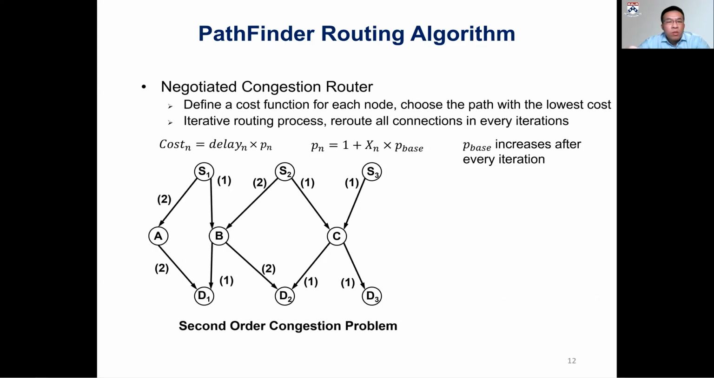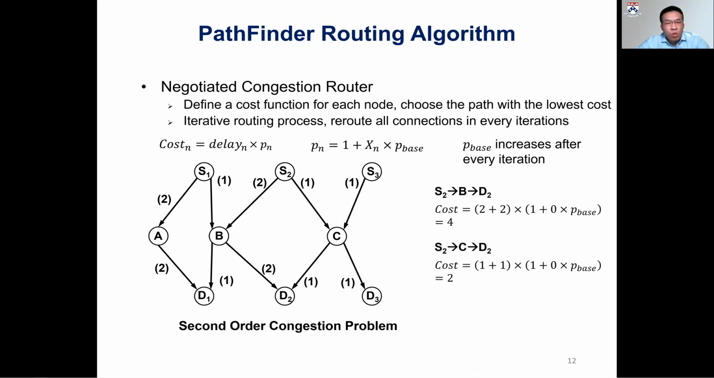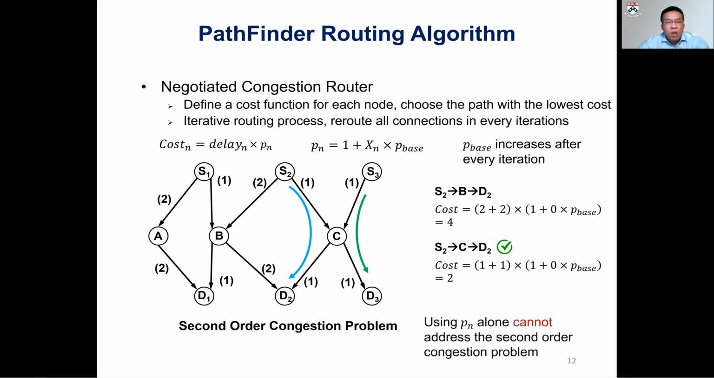The PathFinder routing algorithm then defines a second-order congestion problem, which cannot be resolved by using the Pn alone. We can see that when we route S2 to D2, since no interconnection is routed at this time, Xn is 0 and the Pn is 1 for all nodes. So no matter how large P base is, the interconnection from S2 to D2 will always be routed through node C. And the interconnection from S3 to D3 will also be routed through node C since it has no other choice. Then using Pn alone cannot resolve the congestion on node C.